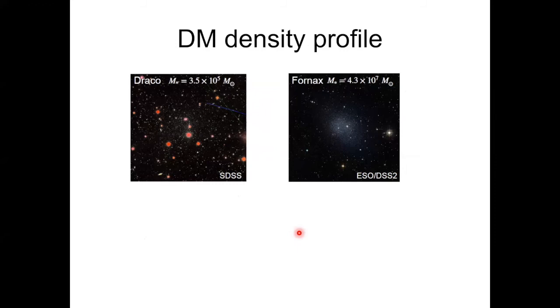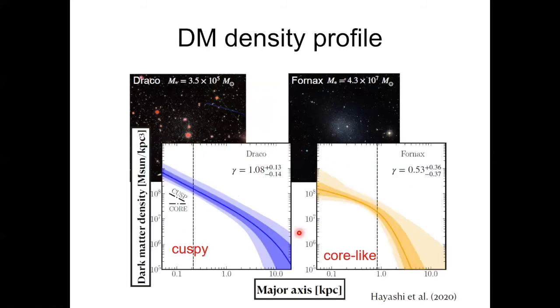Okay, this is the dark matter density profile for Draco and Fornax, and this is a result based on the currently available line of sight velocity data. And as you see, Draco shows kind of a cuspy density profile. And gamma is the index for the slope of the dark matter density profile in the inner part. And Fornax is somewhat mildly cored. Okay, the index is 0.5.